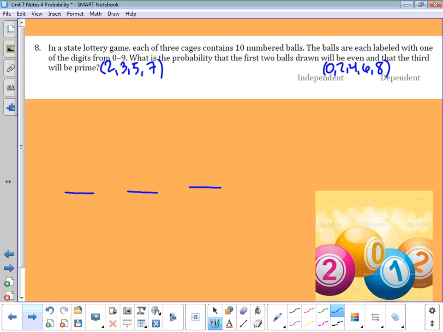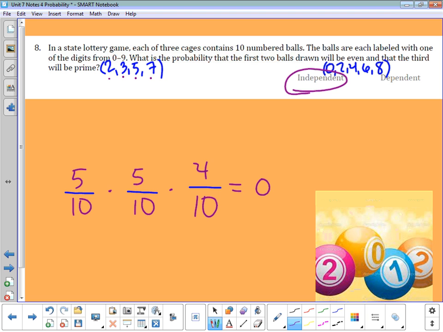Okay, so there's 3 cages, and the balls in each cage are all separate. So if I take one out of the first cage, I don't change the probability of the second cage. Therefore, these events are going to be independent of each other. One is not affecting the other. So the first one being even is a 5 out of 10 chance. The second one being even is also a 5 out of 10 chance. And the third one being prime, there's 1, 2, 3, 4 prime numbers, that's 4 out of 10. So I multiply those all out, and my decimal becomes 0.1.